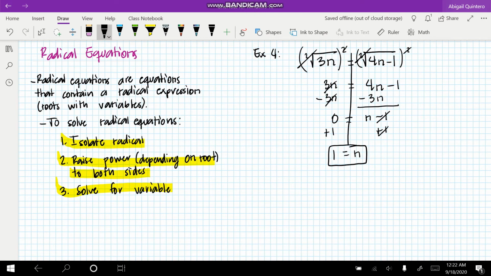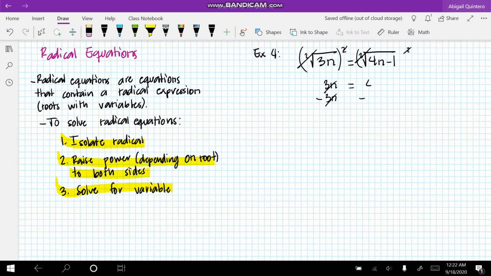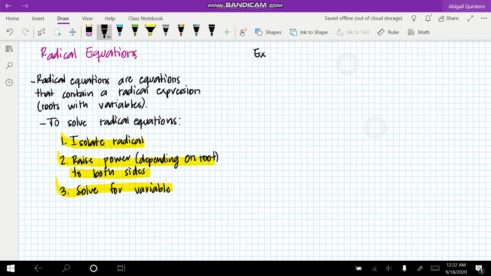And we have solved for the variable. Let's go over one last example. If you notice again, it's the same steps, except if you have a squared on both sides of the equation. So for example 5, we have b minus 6 equals the square root of 18 minus 3b, and then we have minus 6.